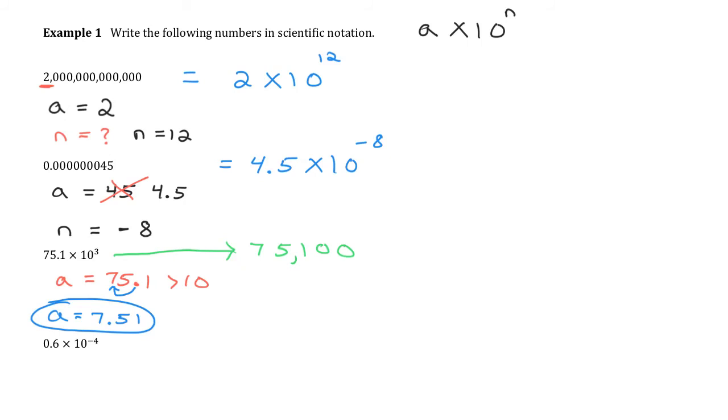But now to convert this into scientific notation, if we use 7.51 as our value for A, you just have to know what is the power that goes on 10? So what should n be equal to? And we can count it. It's 1, 2, 3. Well, it's actually 4.